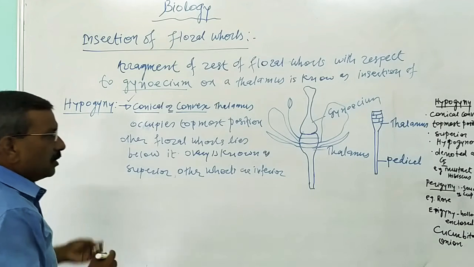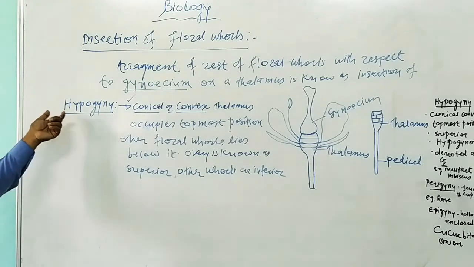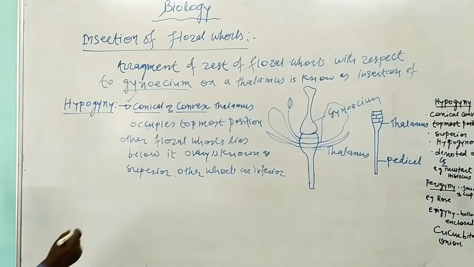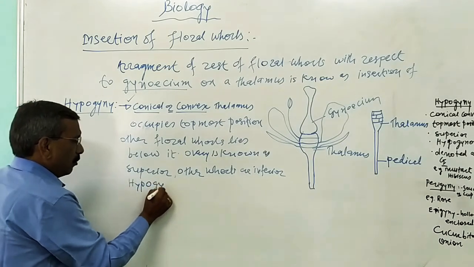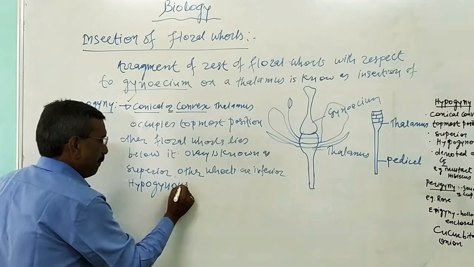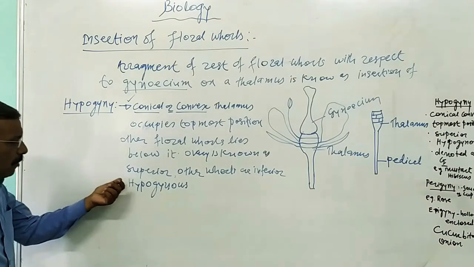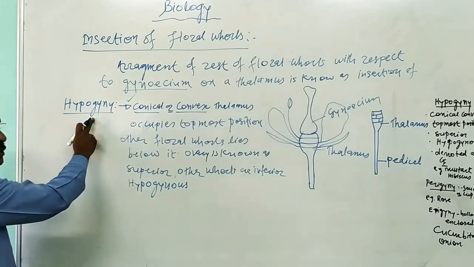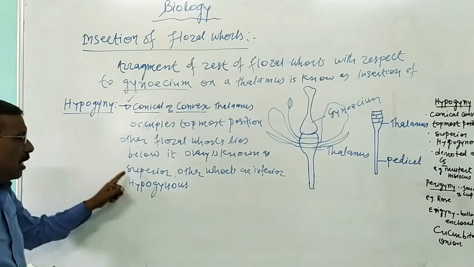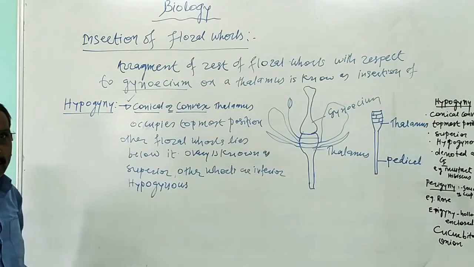Now the next one: the flower in which hypogyny is found is known as a hypogynous flower. The flower in which the ovary is superior, that is, hypogyny is found, is known as a hypogynous flower.